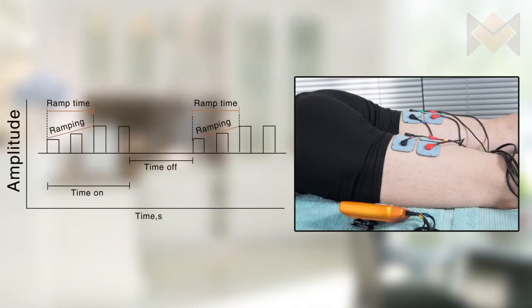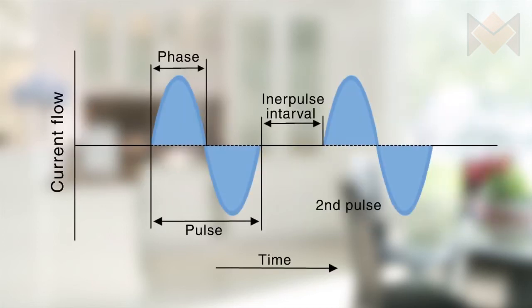Ramp time. This is used mostly for muscle contraction for strengthening. The time it takes to reach maximal amplitude or maximal contraction in the tissues. Duration, the length of time the current is on, including the ramp time. This is the number of pulses happening each second.